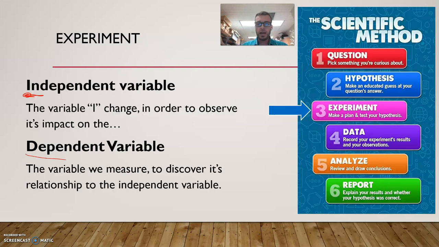So if we circle back for a second here, our question would be, how does changing the angle of a ramp impact the average speed of a car?